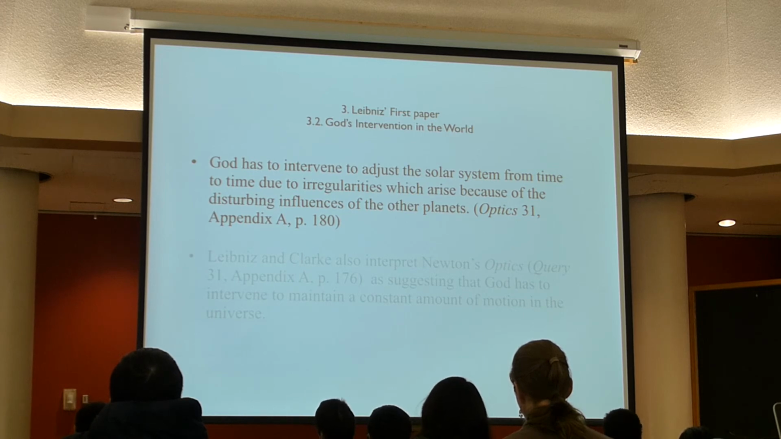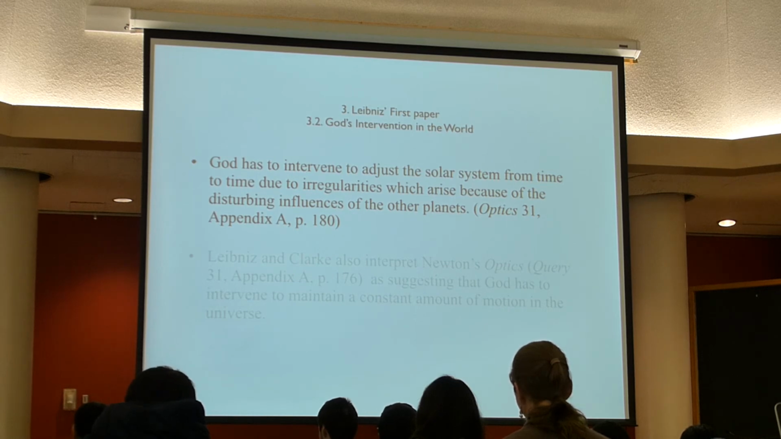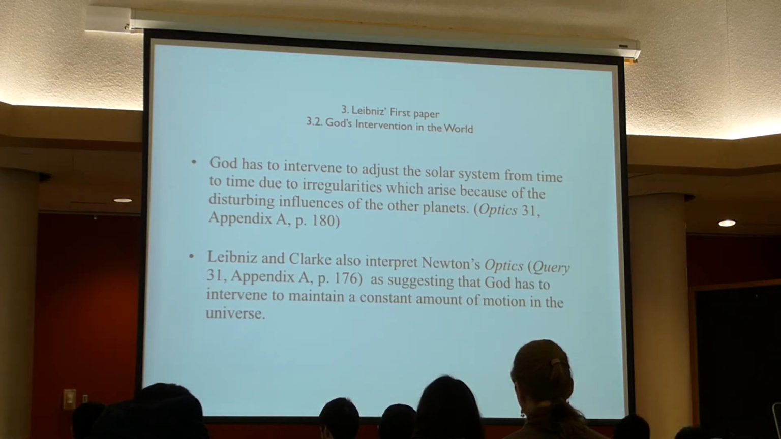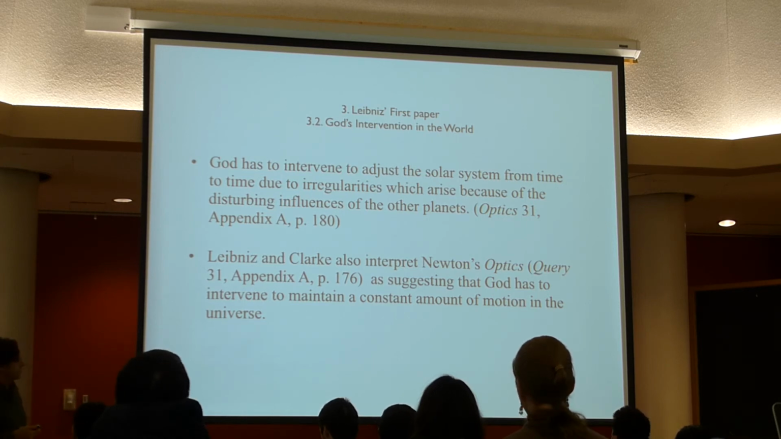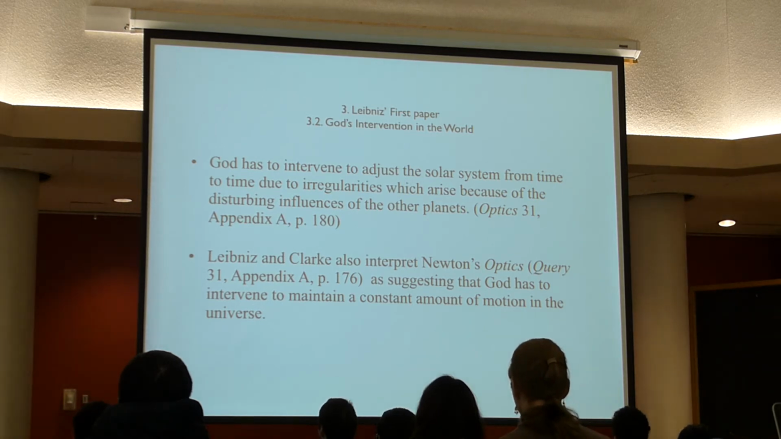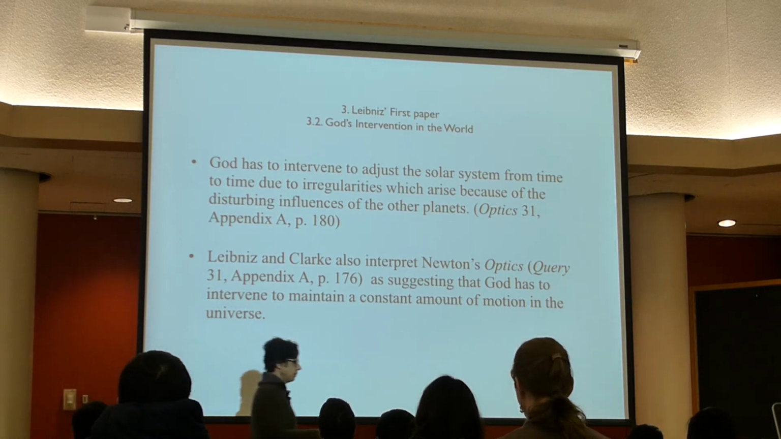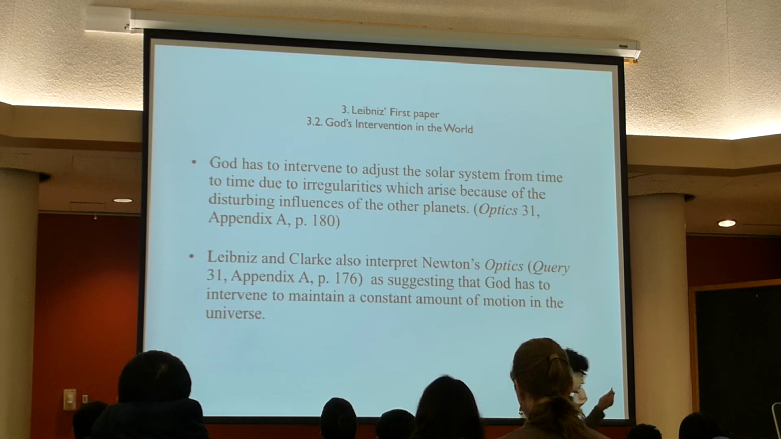And God has to intervene to adjust the solar system from time to time due to irregularities which arise because of the disturbing influence of the other planets. Leibniz and Clarke also interpret Newton as suggesting that God has to intervene to maintain a constant amount of motion. Like if you want, motion means kind of energy or momentum, like conservation of momentum. So in order to have a constant amount of energy and momentum, God has to intervene.